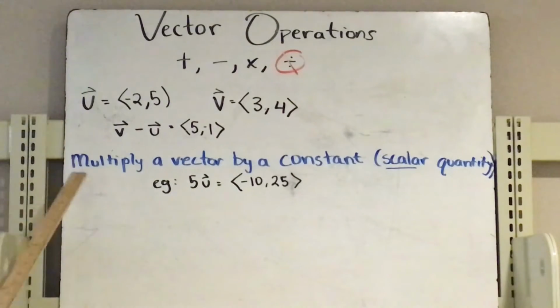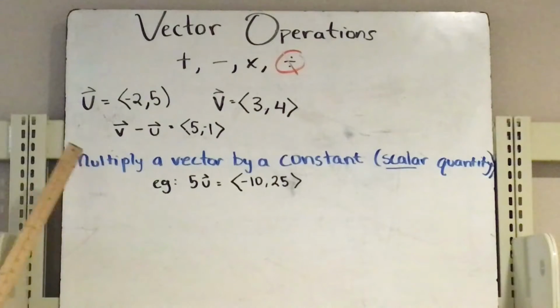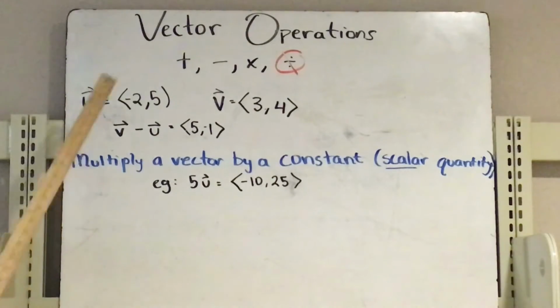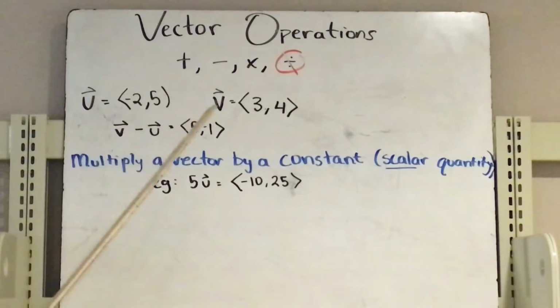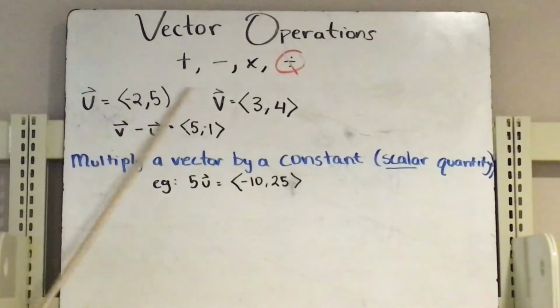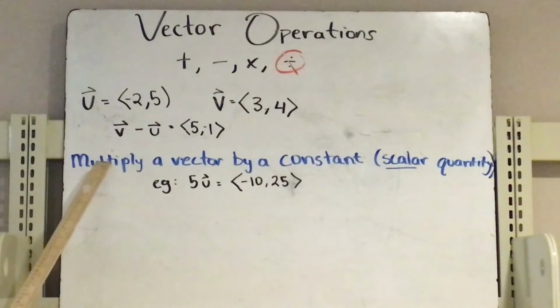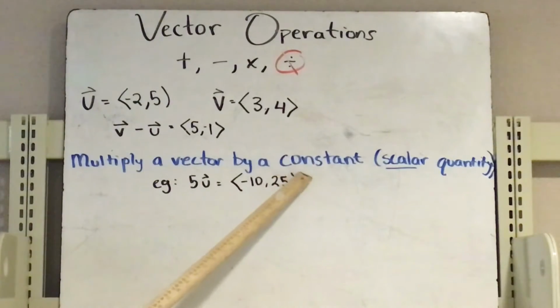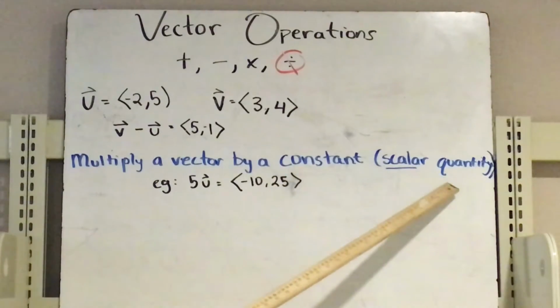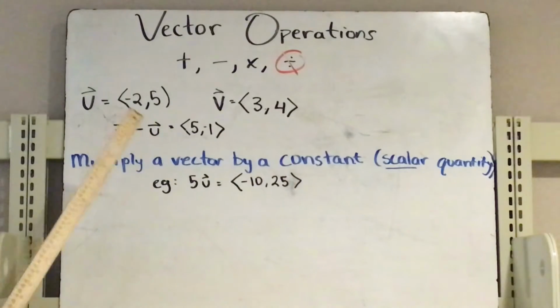And then let's do another one. Let's do multiplication. One thing you can do with vectors is multiply vectors by each other, which would look like multiplying the x component of one vector by the x component of another one, but you can also multiply vectors by a constant. This constant is known as a scalar quantity. So what does that mean?